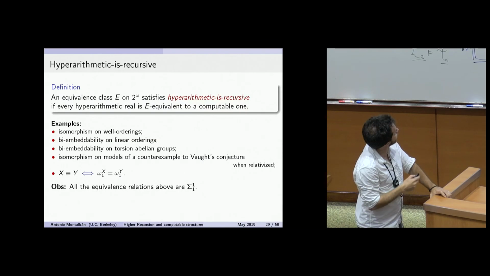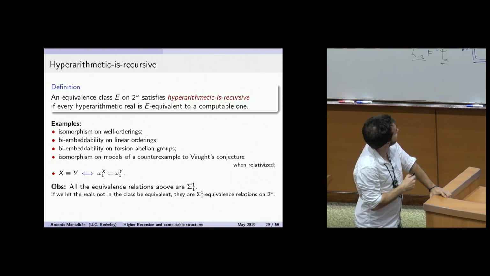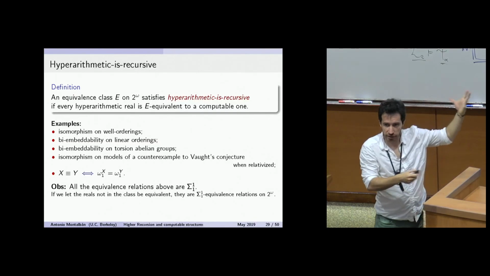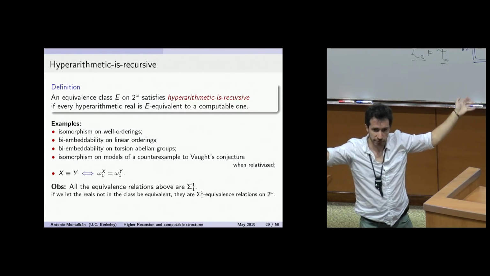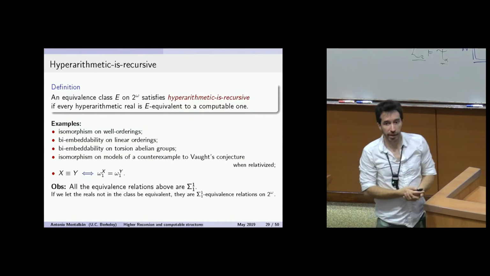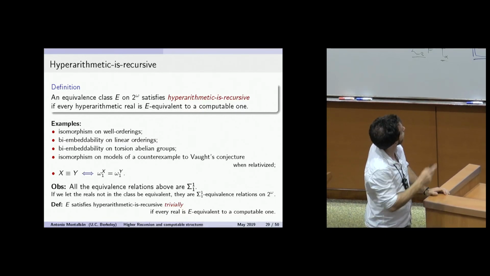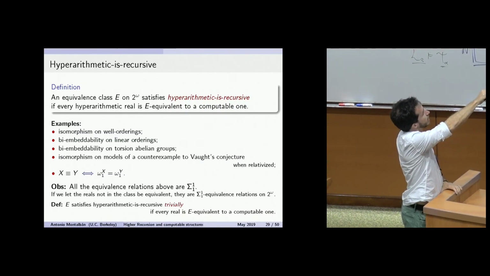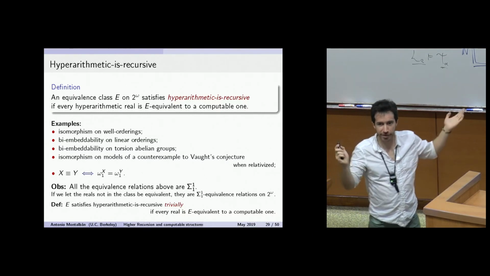In some cases, you might say, well, this only works on well orderings. But what we can do is take all the reals that are not considered and just make them equivalent to each other, making one equivalence class with all the other ones. It's still Sigma^1_1, and it still satisfies hyperarithmetic is recursive. One more definition: I would say that E satisfies hyperarithmetic is recursive trivially if every real is equivalent to a computable one.